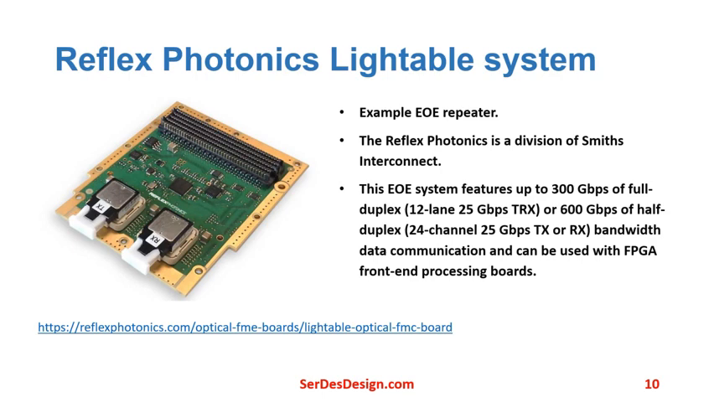Here's an example EOE repeater from the Reflex Photonics Lightable system. Reflex is a division of Smiths Interconnect, and there's a link below shown here. This example Reflex Photonics EOE system features up to 300 gigabits of full duplex, 12-lane, 25 gigabits transmit and receive, or 600 gigabits at half duplex, 24 channel at 25 gigabits per second transmit or receive. It provides bandwidth for data communication and can be used with FPGA front-end processing boards.